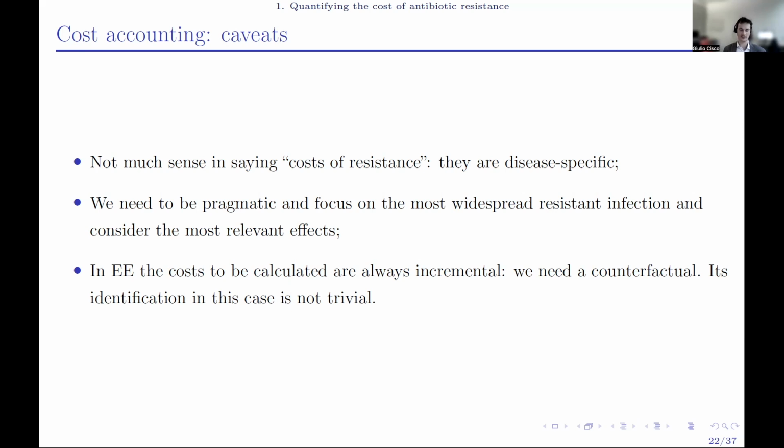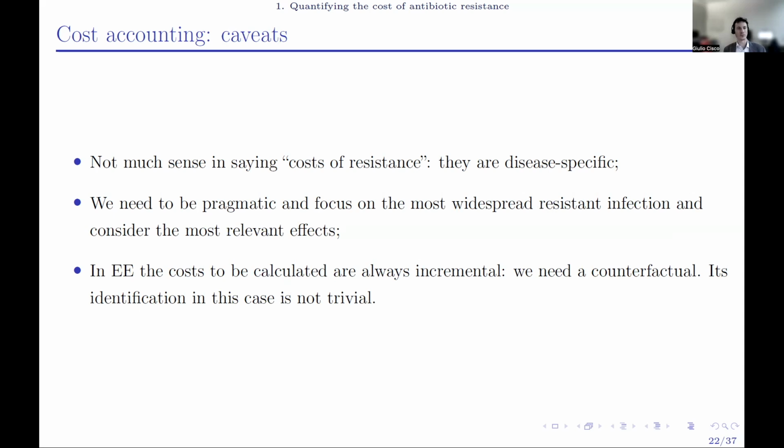since we have different diseases, because resistance is not applied only to one specific infection, but it's in general what we call resistance. It's a general concept. So it doesn't make sense to consider in general the cost of resistance. I mean, we can do that, but only if we sum the cost of resistance for each disease, because depending on the disease, we have different behavior of resistance, and of course different costs depending on the disease.